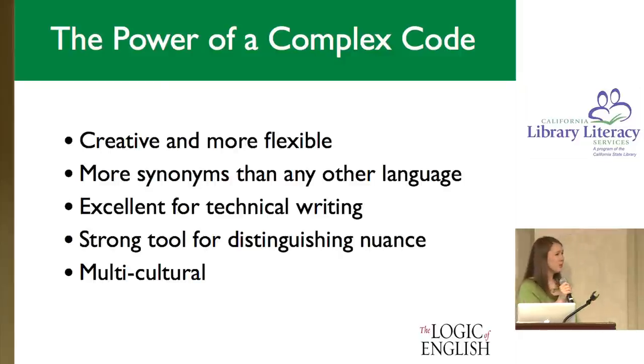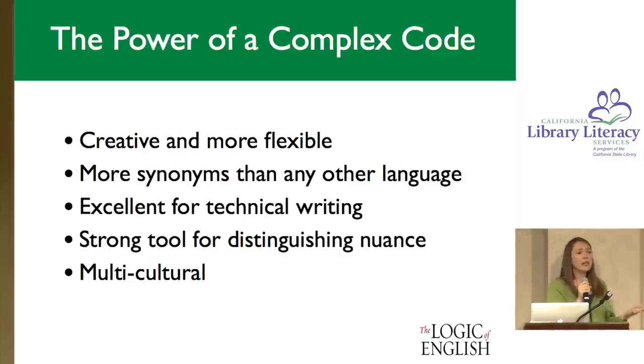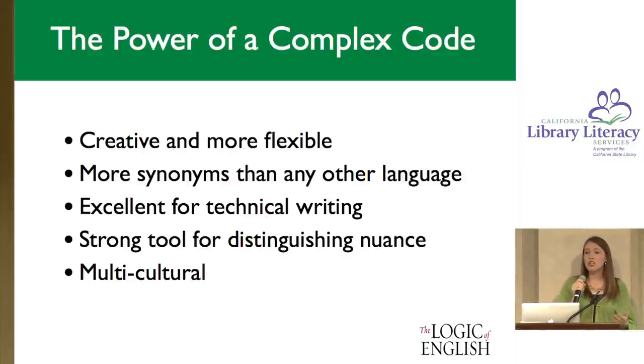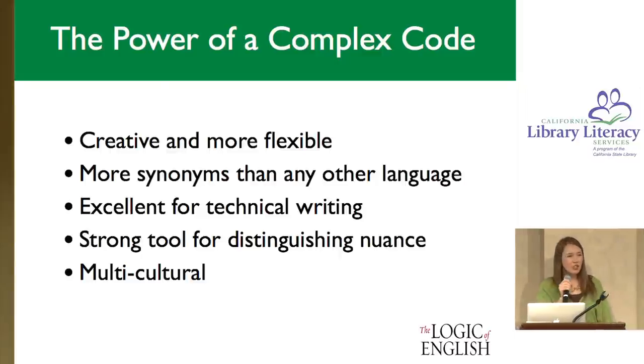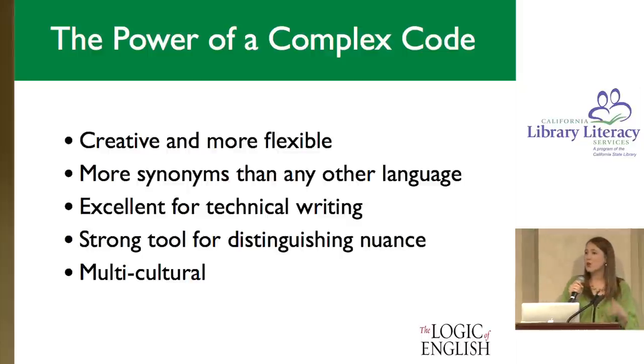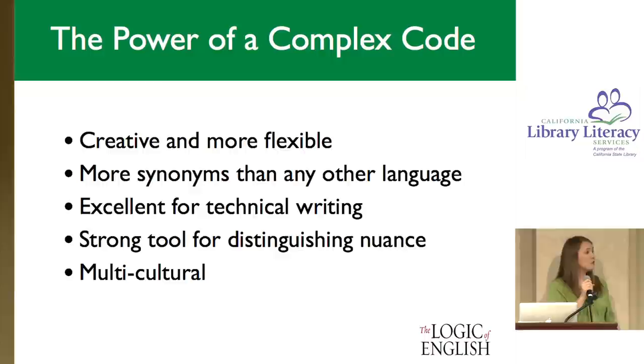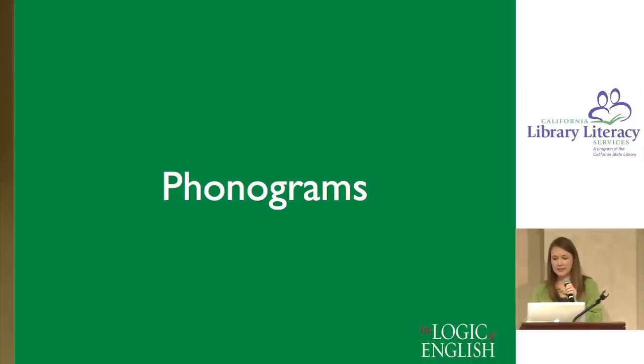We have more synonyms than any language in the world. Think about the many ways you can say big: big, huge, enormous, giant. They all have subtleties of differences in meaning. Our language is excellent for technical writing. It's a strong tool for distinguishing nuance, and it's multicultural. I think we can't forget that. We can bring in words from other languages. We can bring in words that represent foods and objects and pieces of other cultures. Not all languages can do that. And so I think it's time that we begin to celebrate English as a beautiful, powerful, complex code and begin to teach it systematically in a way that makes sense.